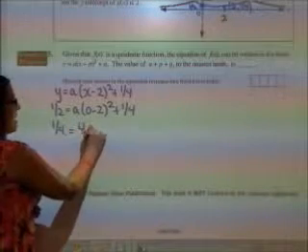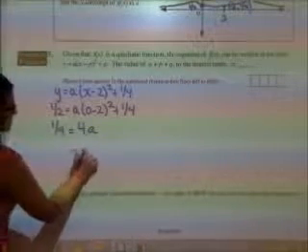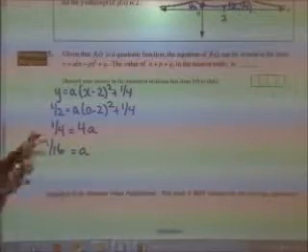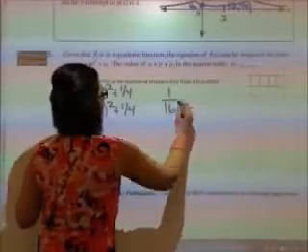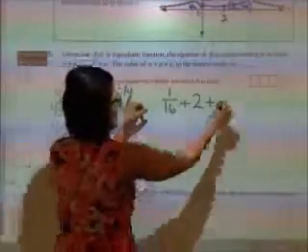And this would be 4a. Divide both sides by 4. And what is 1/4 divided by 4? Not 1/8, 1/16. So now I have my A, P, and Q. A is 1/16, P is 2, and Q is 1/4.